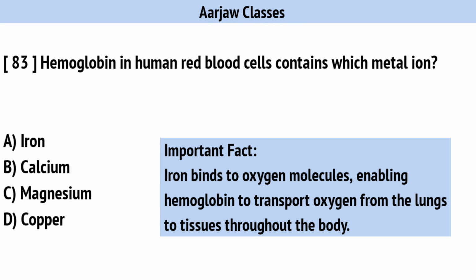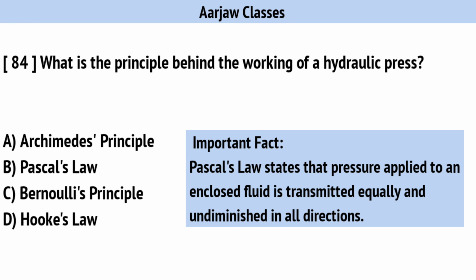Hemoglobin in human red blood cells contains which metal ion? Correct option is A, iron. What is the principle behind the working of a hydraulic press? Right option is B, Pascal's law.